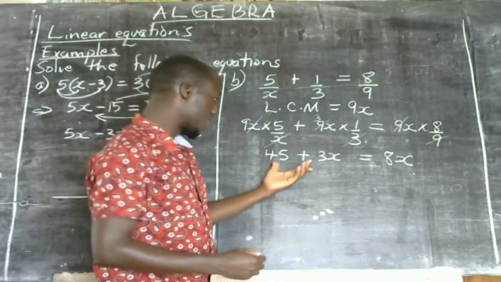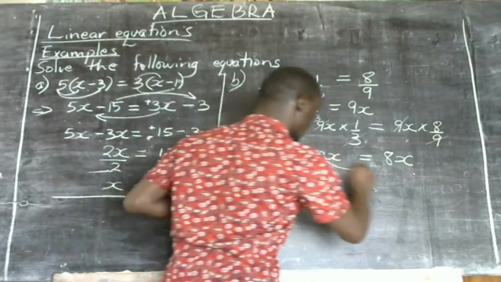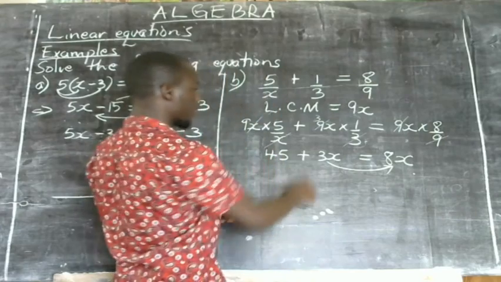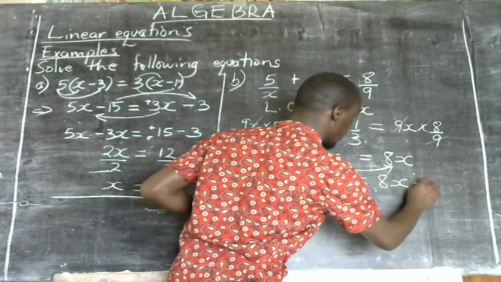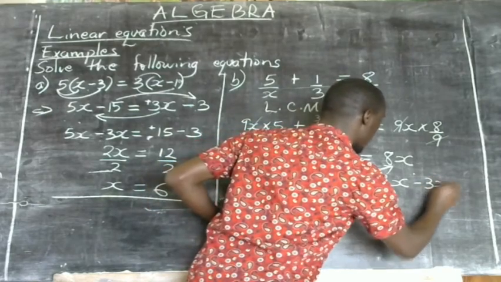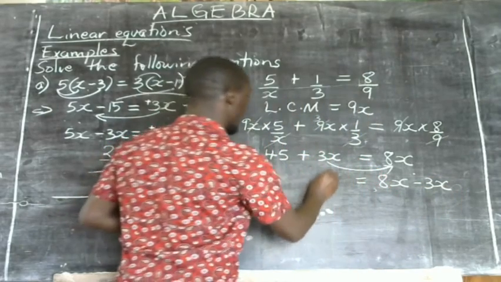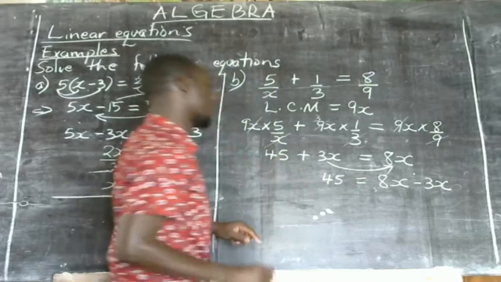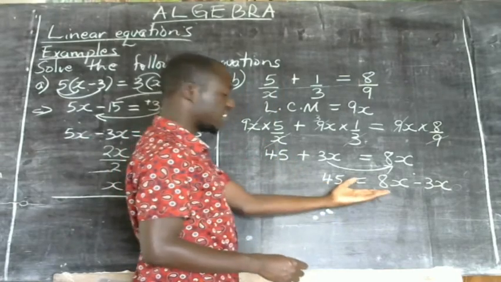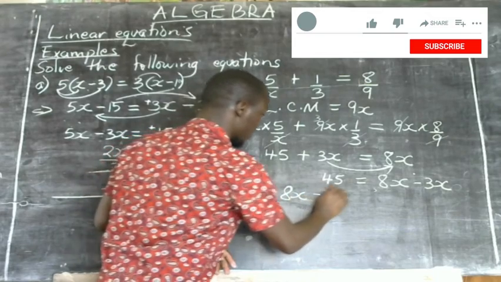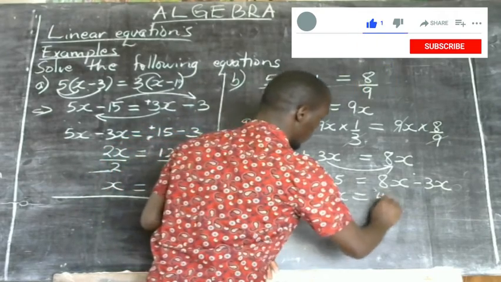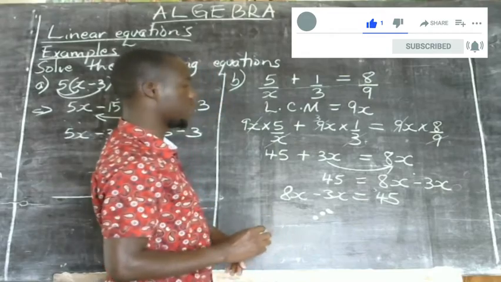Now I'm going to collect like terms. The 3x, I'm going to take to the other side. It is positive. The other side is going to be negative. Minus 3x is equivalent to 45 there. Just this statement, someone can rewrite it as 8x minus 3x is equal to 45.